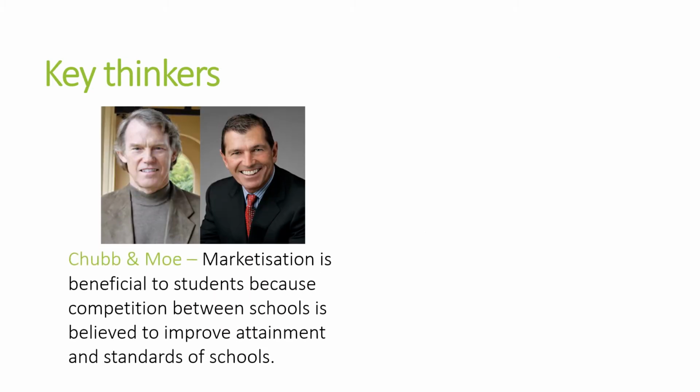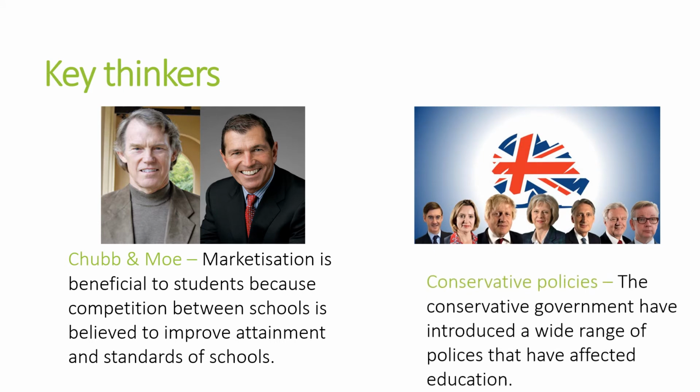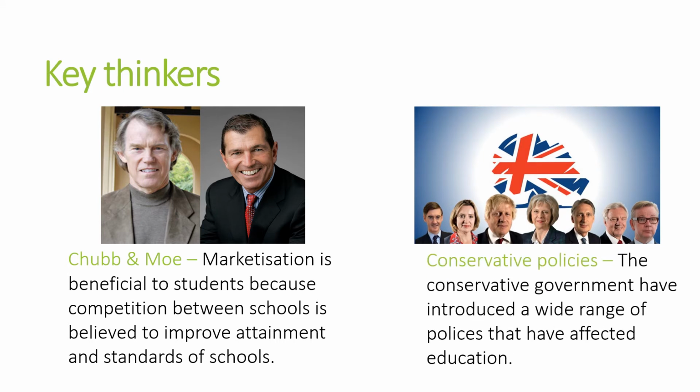Key thinkers for the New Right: we've got Chubb and Moe, who highlight the benefits of marketisation and why it should be introduced to improve school standards, as well as generally the Conservative policies. I talk about Conservatives and the New Right a lot because over the past 50 years they have been in power for 30 of them. What that means is that any policies that have been introduced, whether they have benefited or disadvantaged education, a lot of these policies obviously have influenced all aspects of society. So we should obviously look at what they have introduced and what they potentially will introduce in the future.